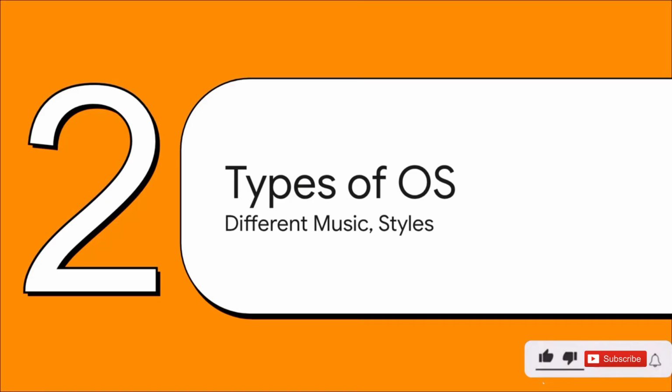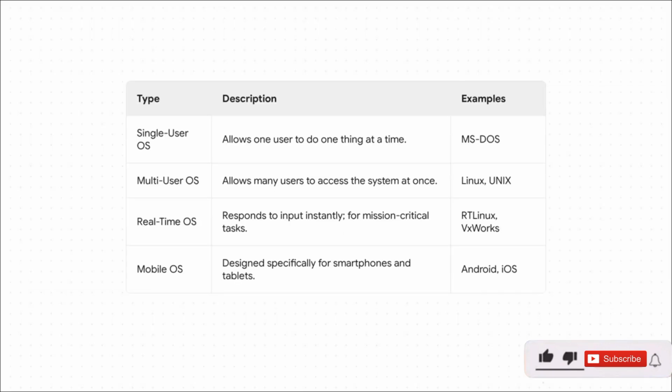You know, not every orchestra is the same, right? A conductor leading a huge symphony has a totally different job than someone leading a small jazz combo. And it's the exact same thing with operating systems. They're not one size fits all. They come in all different styles for all different kinds of jobs. And wow, the variety is just huge.